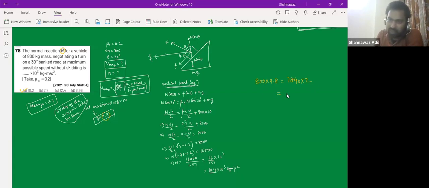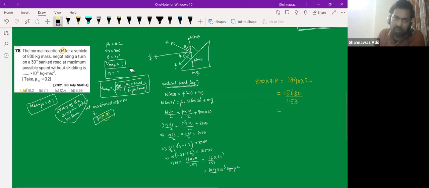So 15,680 divided by 1.53. So how much is this thing? 15.68 into 10 to the power 3 divided by 1.53. So now let us check this answer. 15.68 divided by 1.53. So then you will get 10.2, right? Which is the option.